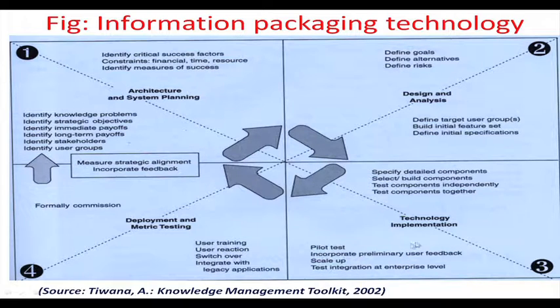Now after the technology implementation part, the next is deployment and metric testing. Deployment and metric testing is nothing else but formally commissioning the KM system at the organization level, and that is where you provide training to the stakeholders who are going to make use of the system. You also get feedback from the various stakeholders, and then you integrate with other legacy applications, other software and hardware that is available with the organization. So that is how the information is to be packaged.